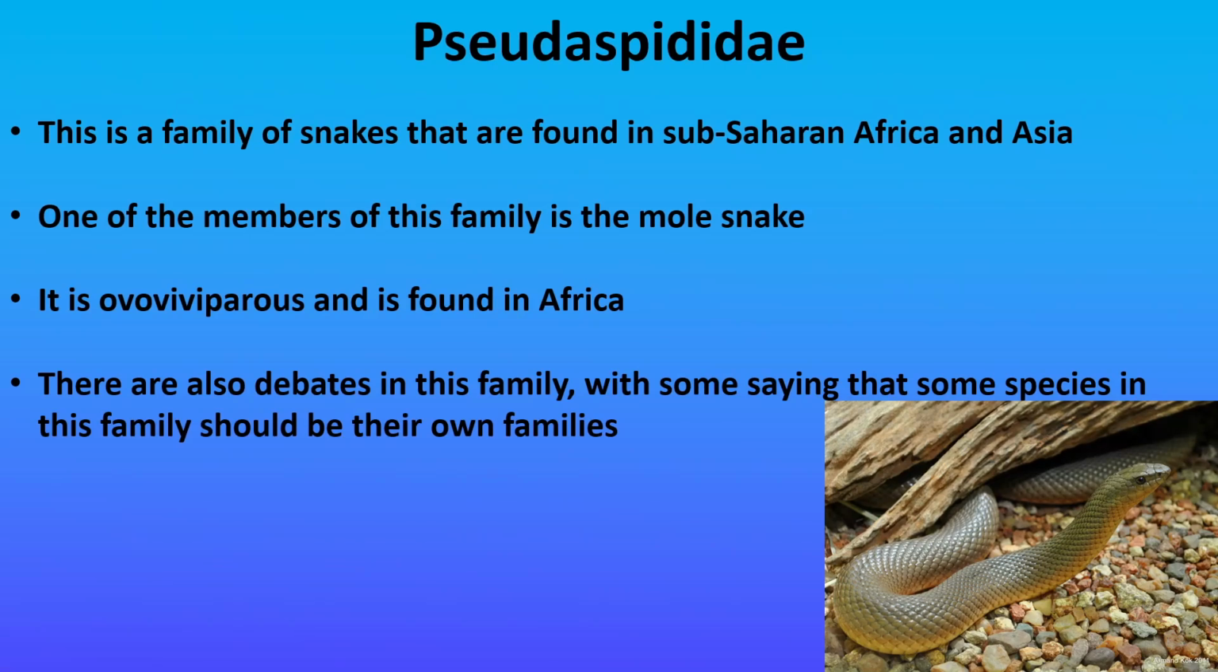Next are the Pseudoxyrhophiidae, and this is a family of snakes that is found in sub-Saharan Africa and Asia. One of the members of this family is the mole snake. It is ovoviviparous and it is found in Africa. There are also debates in this family, with some saying that some species in this family should be their own families.